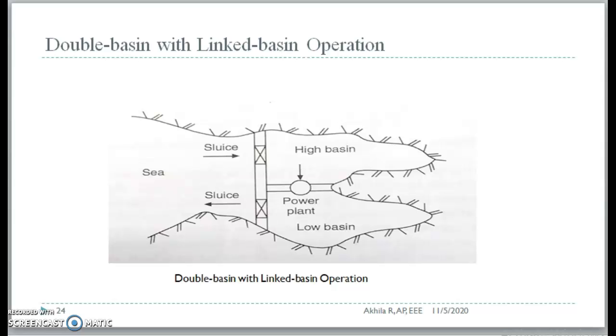Hello everyone. In the previous video, we saw the types of PPP. We began with the types of PPP at the power plant, and we saw the single basin, single effect, and double effect plants. So we are continuing with the types of PPP, and the next one is double basin with linked basin operation. As you can see in the figure, we have two basins, a high basin as well as a low basin, and then sluice gates on both sides, and then you have the power plant. So basically it's like you have three barrages.